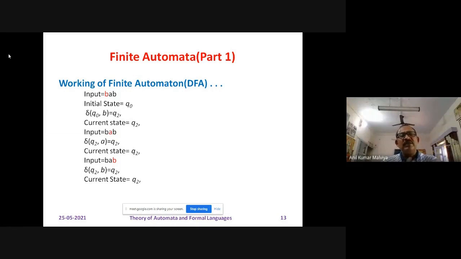Now in the final configuration, we have seen all the information is read by the machine, and in the final configuration the current state is Q2. Now, is the current state a final state? The answer to this question is yes. It means the word, the information given to the machine, is accepted by the machine.